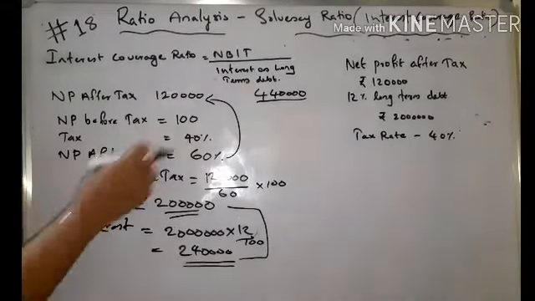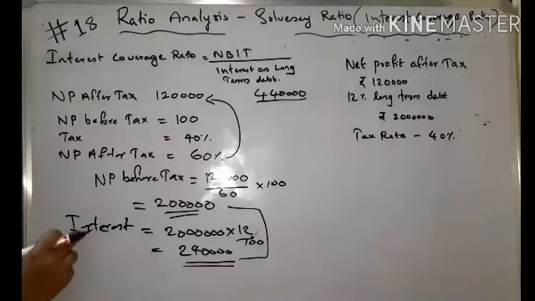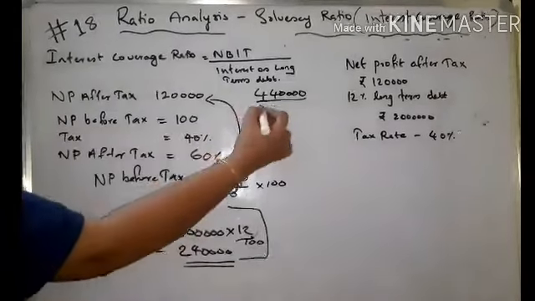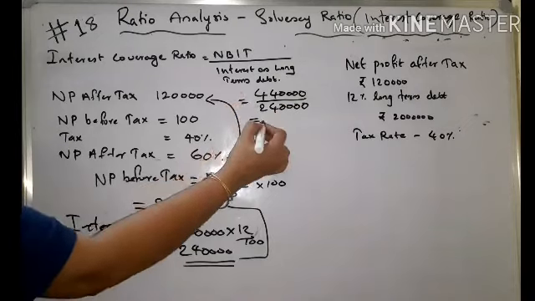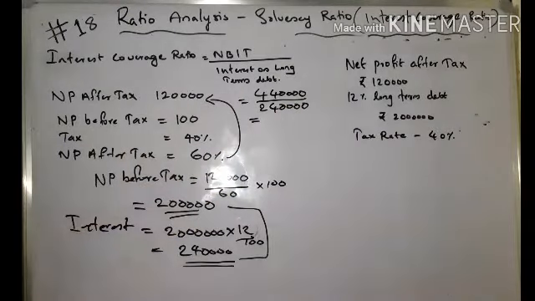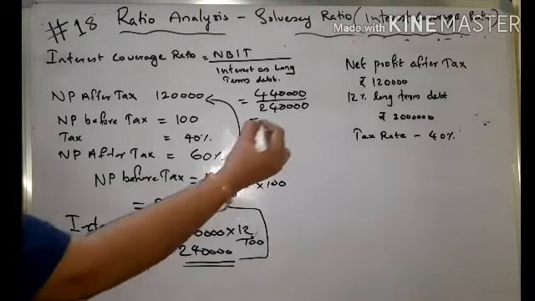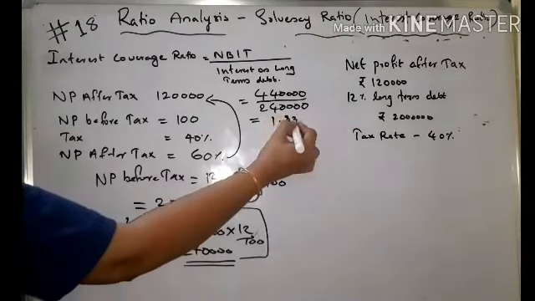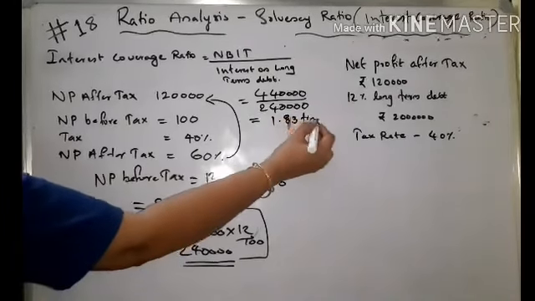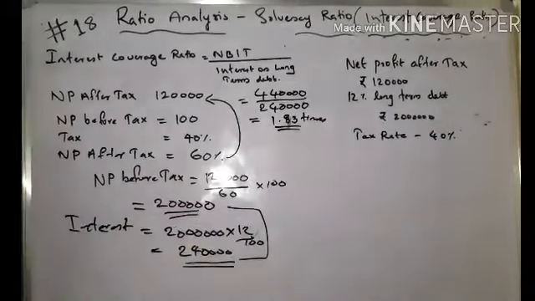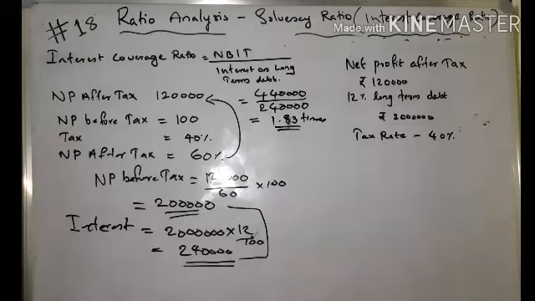Then interest on long-term debt is 2 lakhs 40,000. So the interest coverage ratio is equal to 1.83 times. So this is the interest coverage ratio.